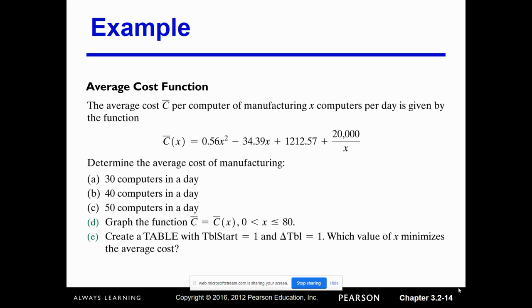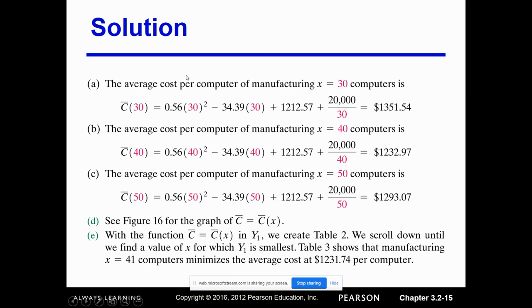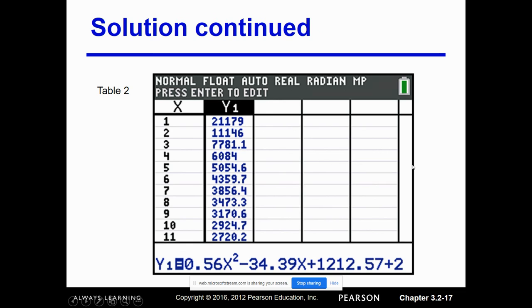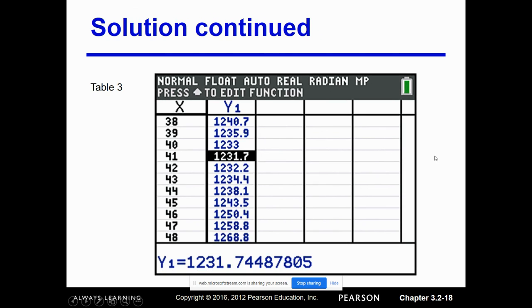So let's go back to PowerPoint, right? We completed all the functions. So we can see our book answer. A, B, C, that's the same as our calculator result, right? And then the D, this is the same graph as we had. And then this is a table, okay? We also get the same thing. And then find the value of x that minimizes the cost function, right? We also get the same result. So that is the end of section 3.2.